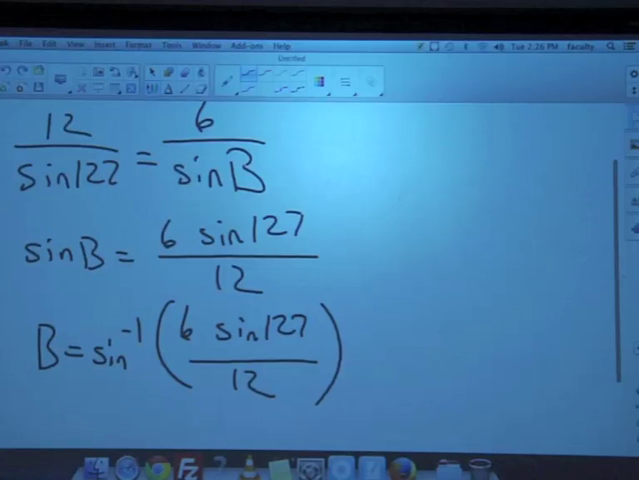So everybody should be able to plug that into the calculator and get angle B, and let's get this number to the nearest tenth of a degree. So to the nearest tenth, we end up at 23.5. 23.5 is correct.